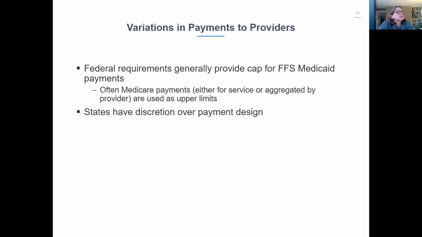There's also variation in payments to providers. Often federal requirements generally cap payments for fee-for-service Medicaid at the Medicare level. So typically the Medicare payments may be used as upper limits, but as a reminder, states do have discretion over payment design, and some of that payment design might be very interesting to understand, or to take a state that has instituted payment design from one year to the next to understand the implications of those payment changes on patterns of care.